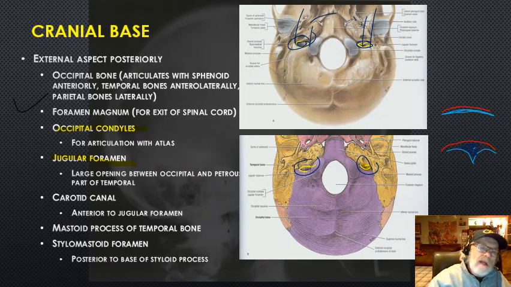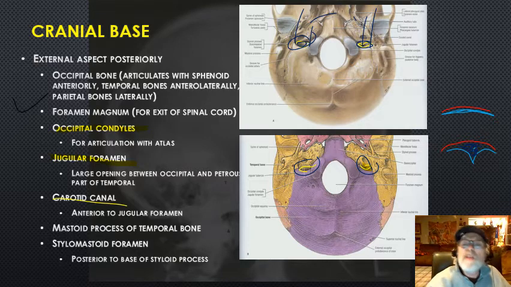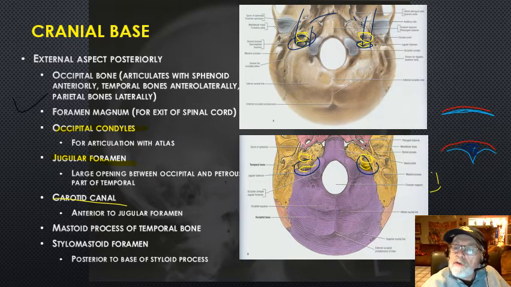The carotid canal. Okay, you could figure out what the carotid canal really means. And the carotid canal is basically the area, and you can see the carotid canal right there. On the outside, it looks like just a regular hole. On the inside, it's a trough. Okay, and what goes into that carotid canal is the internal carotid artery.